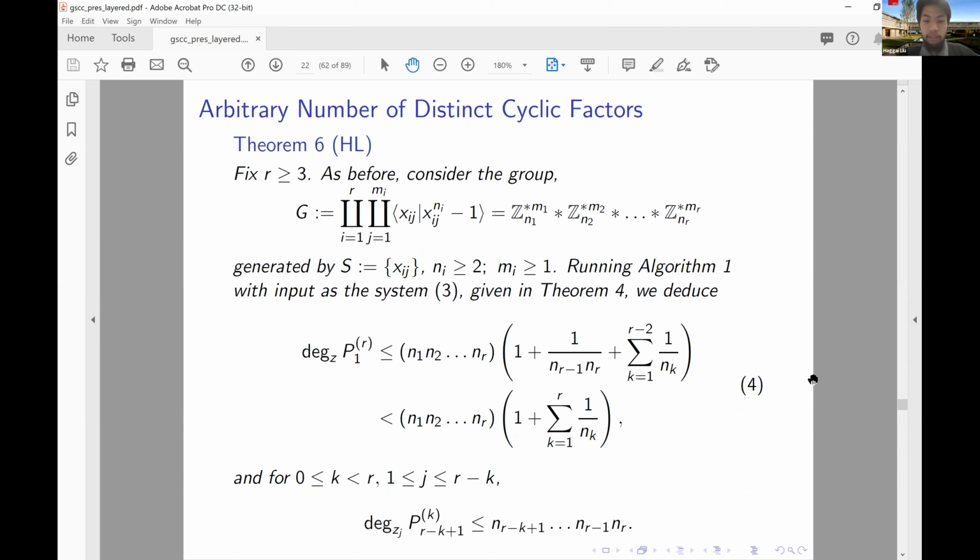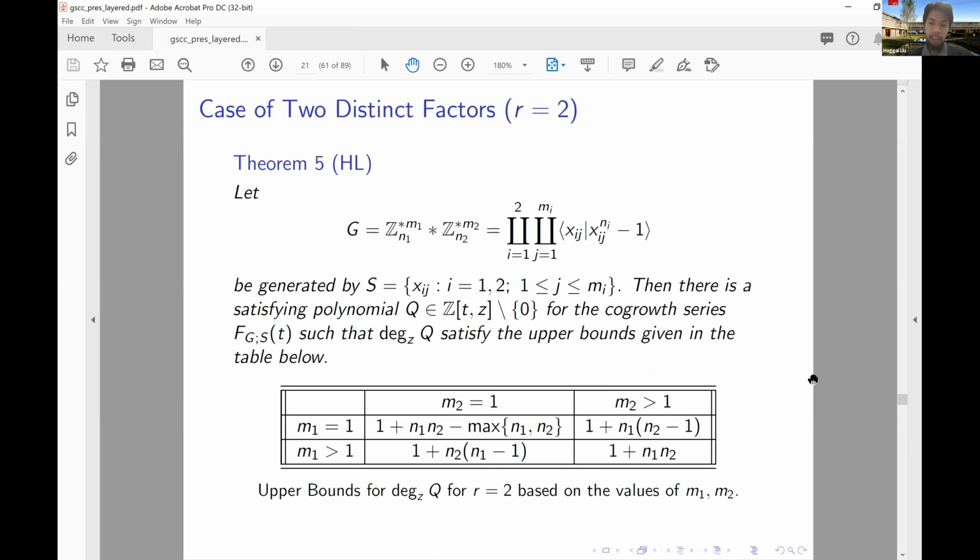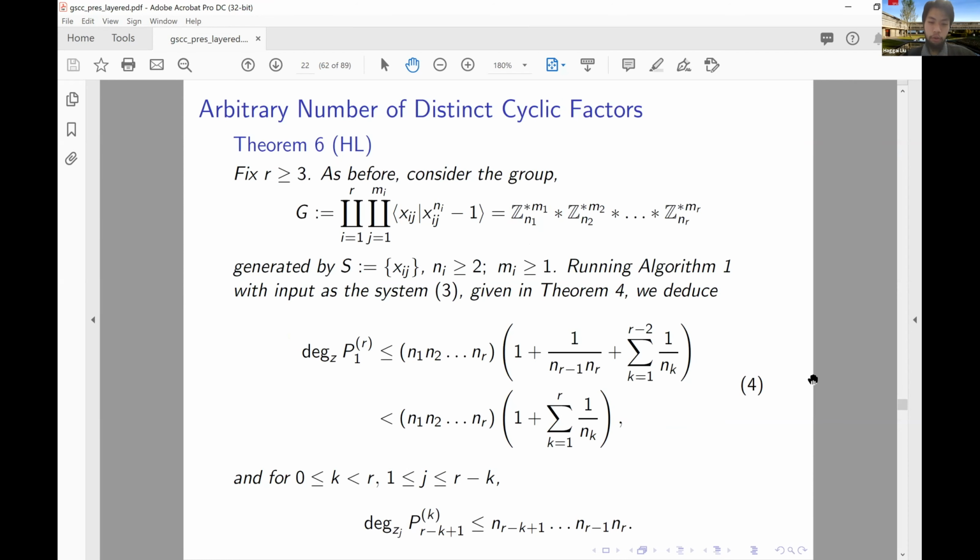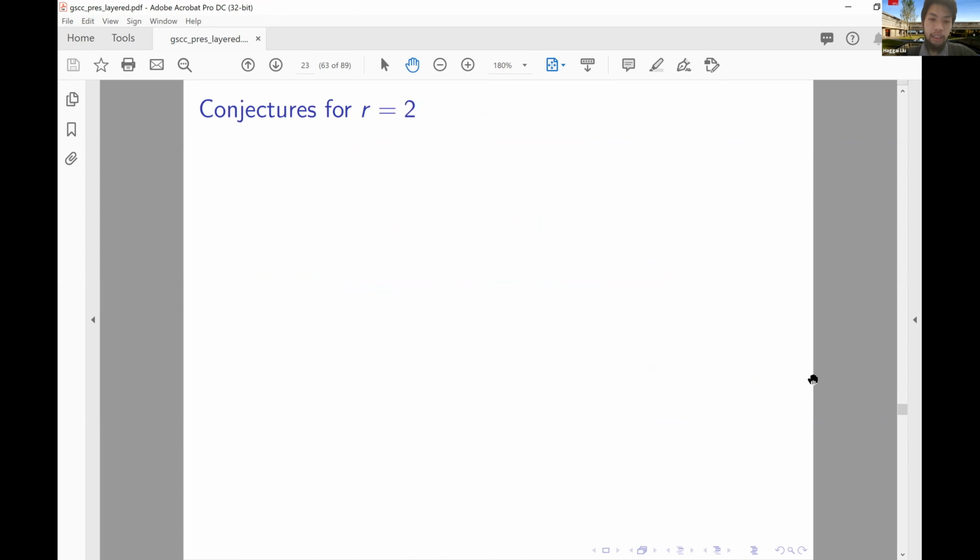And with the help of that, we can generalize it for a general number of distinct cyclic factors. So you see the equation 4 here has two inequalities. The second one's rather trivial, that's symmetric, and the first one follows from our previous theorem here for R = 2. Okay, so yeah, that's just the thing.